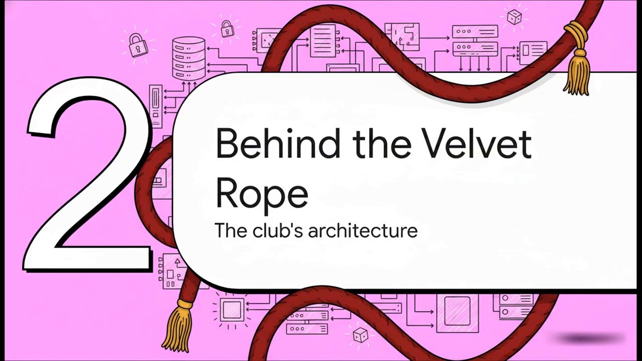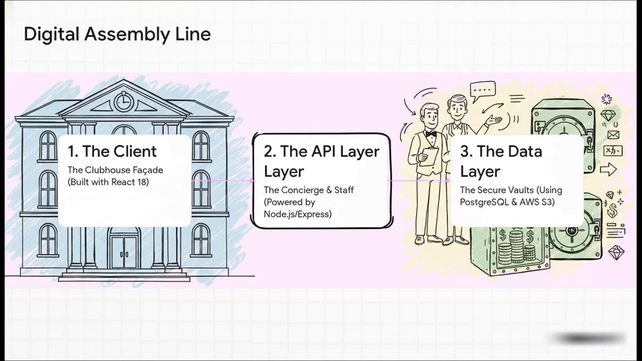All right, so we get the membership structure. We know who gets in and why. But how is this whole digital club actually built? Let's do it. Let's step behind that velvet rope and take a look at the technical architecture that makes all of this tick. The best way to picture the construction is like a digital assembly line. First up, you have the client. This is the part you actually see, the fancy clubhouse facade, the lobby, the rooms, and it's all built with React.